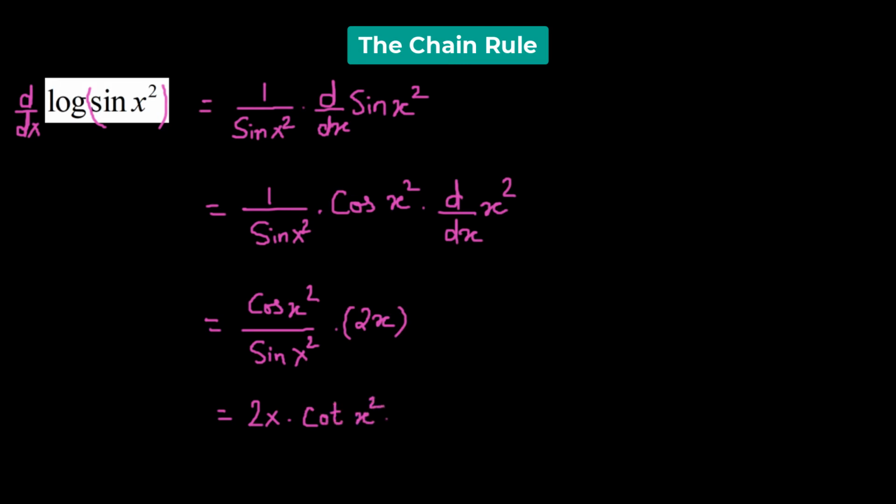So this is the derivative of the given function, which is log of sine x squared. Let's move on to the next question. So here we have the exponential function e raised to the power of sine x squared. So let's find its derivative with respect to x.